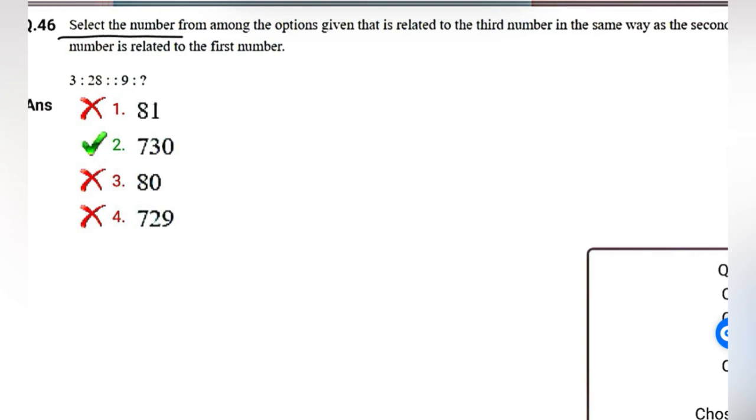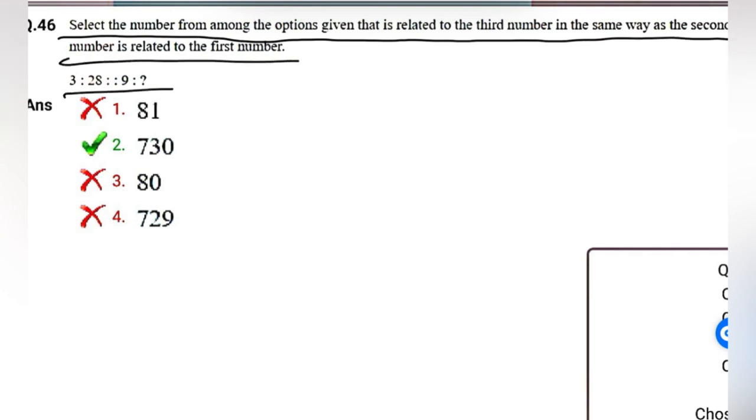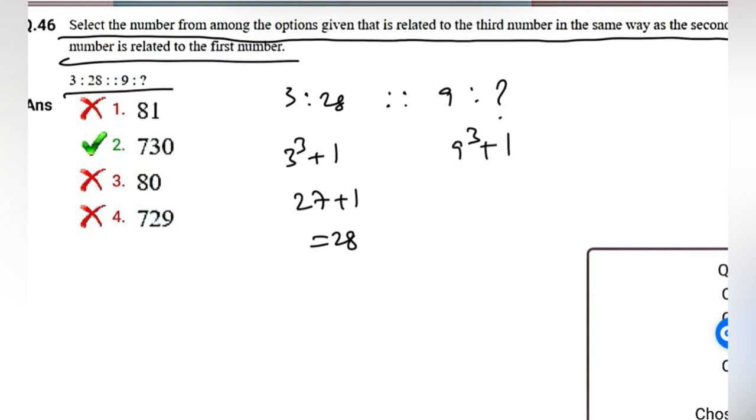Select the number from among the options given that is related to the third number in the same way as the second number is related to the first number. Here, 3 is related to 28. Similarly, 9 is related to. Here the logic is like 3 cube plus 1, which is 27 plus 1, that is 28, and similarly 9 cube plus 1. We know that 9 cube is 729 plus 1, which is equal to 730. So the answer is option 2.